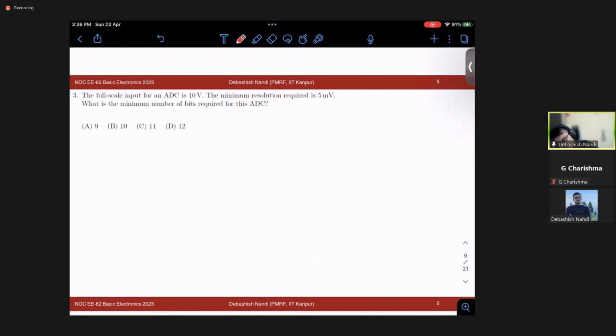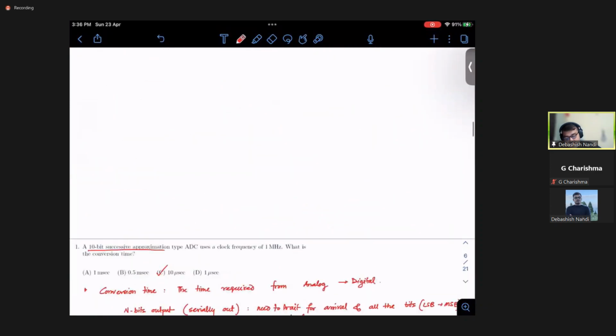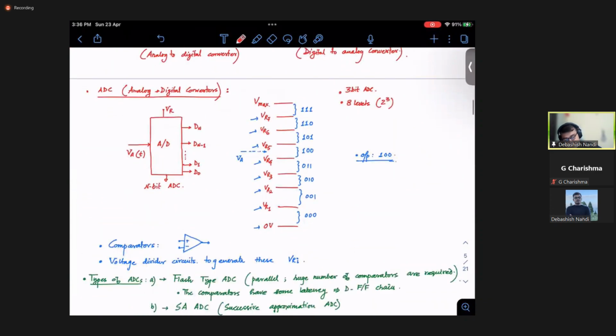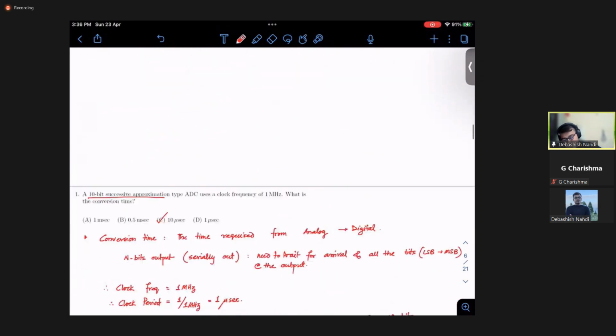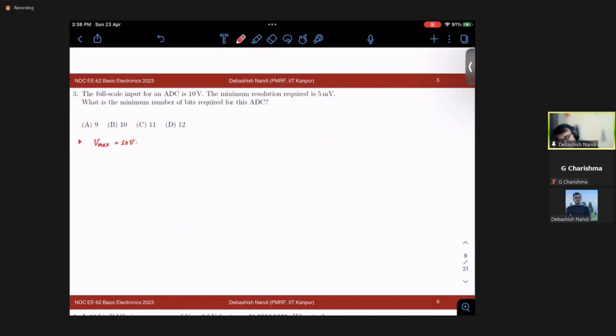This is also similar. Here they have told that full scale for an ADC is 10 volt. That means your V max is 10 volt. Okay, 0 to 10, this they are telling to be 10 volt. It may not be 0, it may be some minus value to that. The difference should be 10 volt. And the resolution is 5 millivolt.